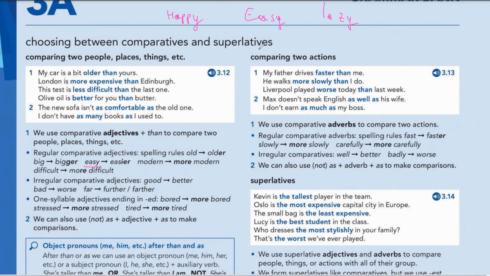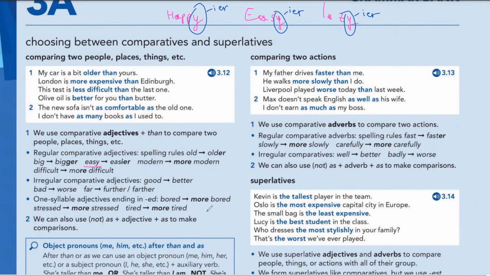They are two syllables, but we don't use more because of this. They all end with Y, as you can see, like all three adjectives. So you have to change the Y to I and then add ER. This is the rule. Okay. For the rest of the two syllable adjectives, you need to add more or less.